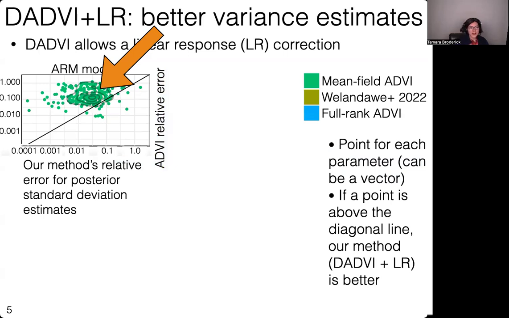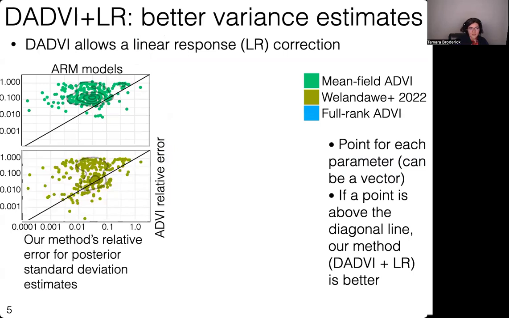And so we've actually added these contours because a lot of the points sort of bunch up on top of each other. So the contours tell you where most of the points are. Okay, so that's mean field ADVI. We also see, well, in Dowie et al., that most of the points are above the diagonal line.